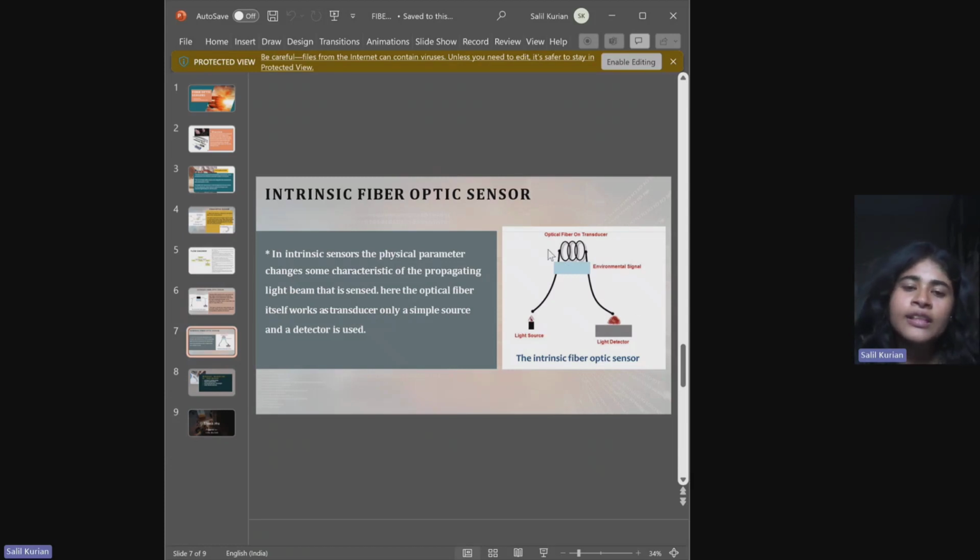For this one, I can give an example. When we speak about this one, have you heard about the FBG sensor?